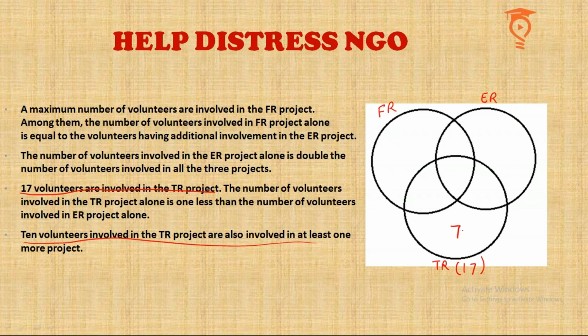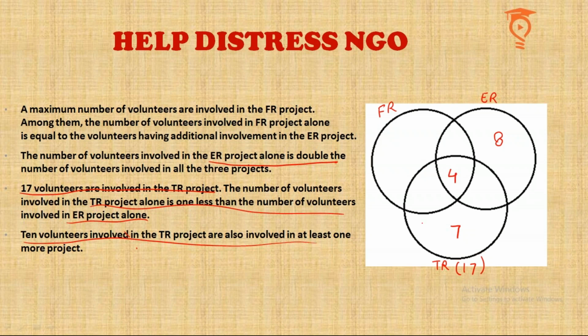Okay, then it also writes that the number of volunteers involved in TR project alone, which we just got to know, is 1 less than the number of volunteers involved in ER project alone. We got to know TR alone, it is 1 less than ER alone. That means ER becomes 8. Then the moment we got to know ER alone, see this, ER project alone is double the number of volunteers involved in all the 3 projects. So 8 is here in ER alone. That means 4 must be the intersection of all. Okay, I hope it is all making sense to you.